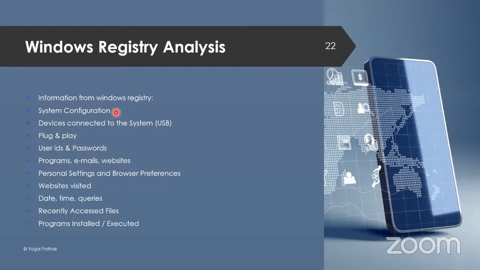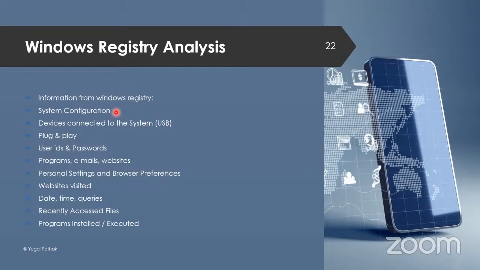Then we have, second, the devices connected to the system, USBs, as I already told you. What are the plug and play devices connected to the system? What are the different user IDs and passwords created inside it? Then what are the different programs, emails, and websites we have browsed? What are the personal settings and browser preferences inside it?